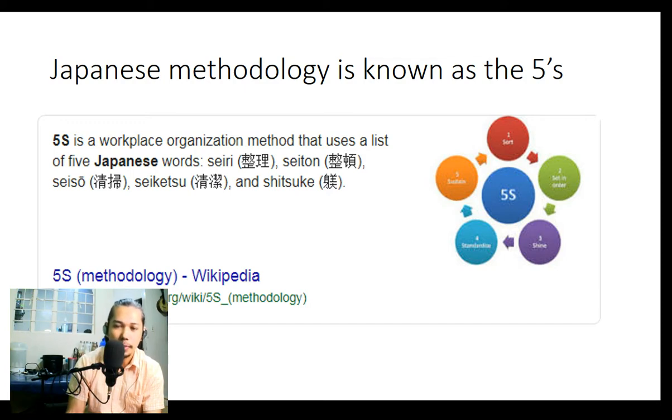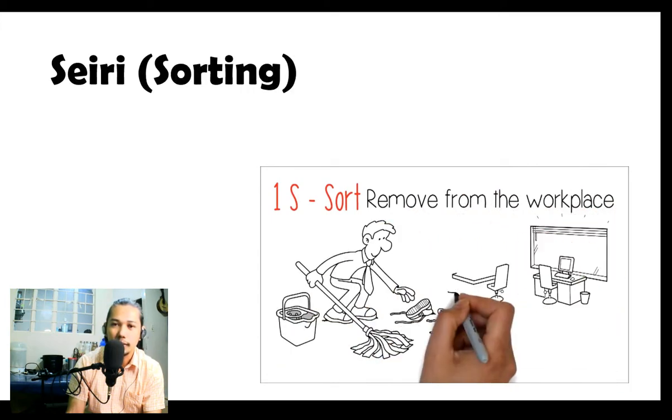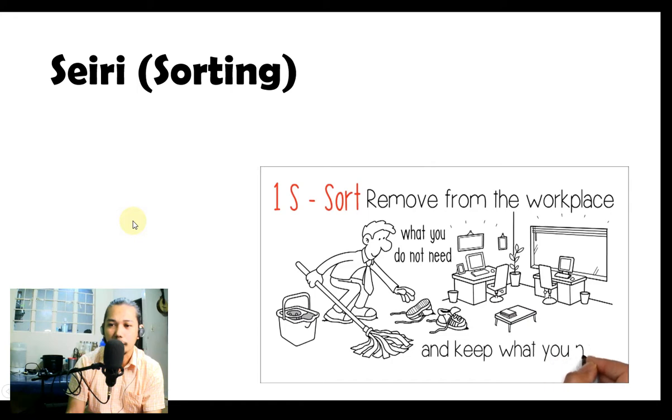This 5S originated from Japan, and it was being used by other countries, because they saw the beauty and effectiveness of practicing the Japanese methodology in every company and in the work of employees. So, what is this 5S in English? First one is the Seiri, also known as sorting.